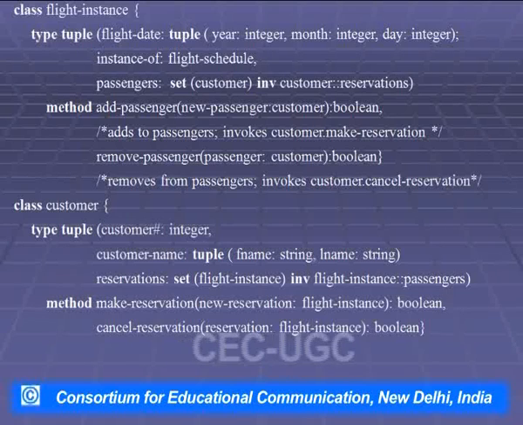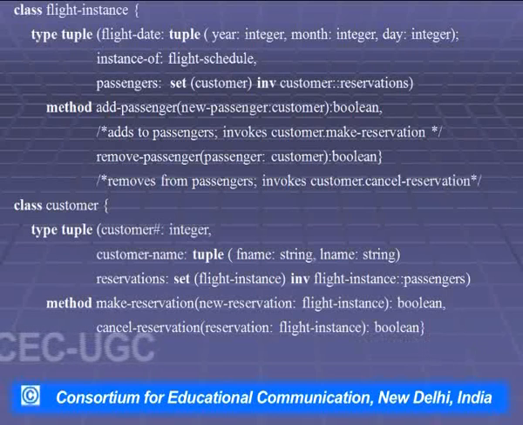The same is continuing: the class flight instance, type tuple, flight date, tuple, and all. You can see here the method add passengers, new passenger customer, which has been defined as boolean, adds to the passengers, invokes customer make reservation; remove passengers, remove from the passengers, invokes customer cancel reservation. Class customer, type tuple, the customer name, reservations are going to be there, and methods have been used here to define the things.